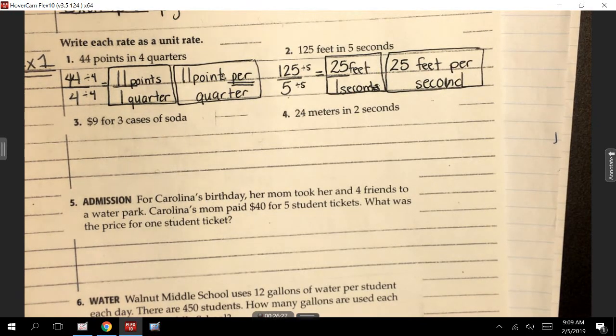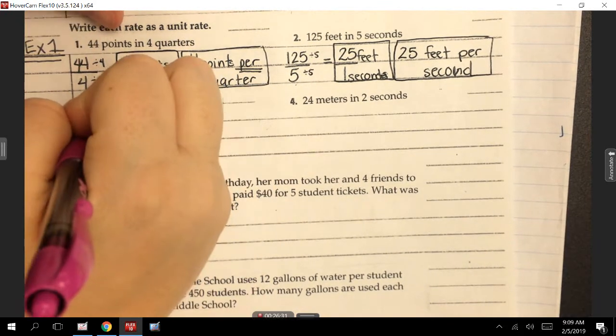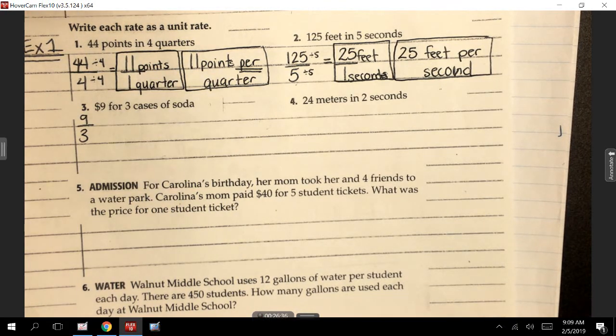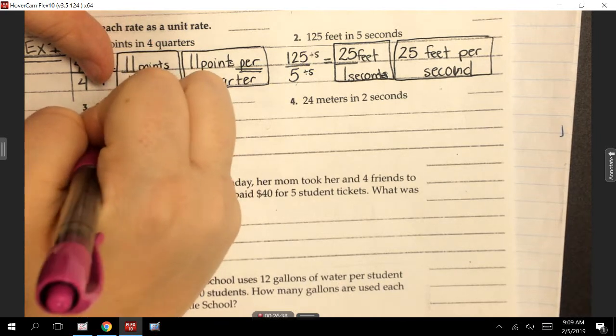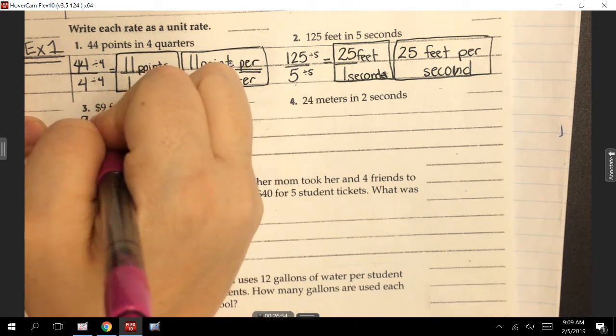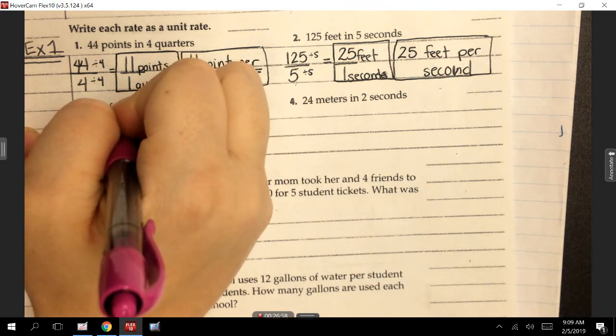Number 3, set up number 3 for me, Aaron. 9 over 3. What am I going to divide by here, Grace? 3. Why? Because the bottom number has to be 1, and my bottom number here is 3. Guys, these are even easier, because last night you had to think of what to divide by, right? Do you have to think about what to divide by? No, it's whatever's on the bottom. All right, so what do I get as my answer here, Hannah? 3 over 1, and what has to go with that?